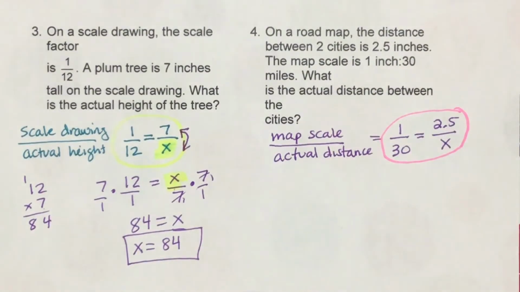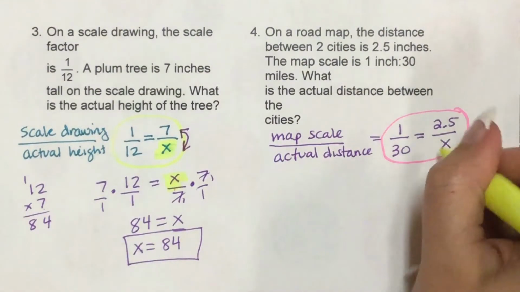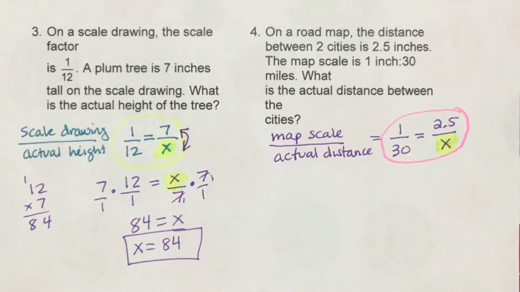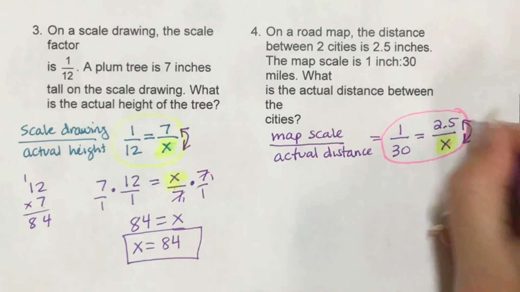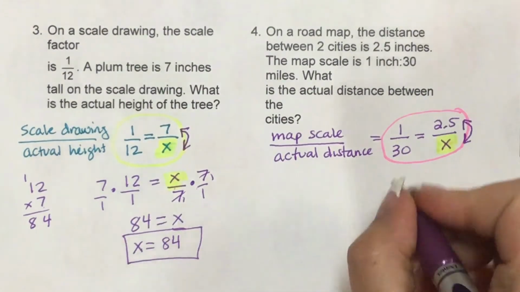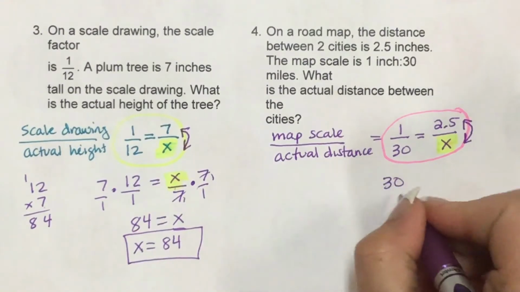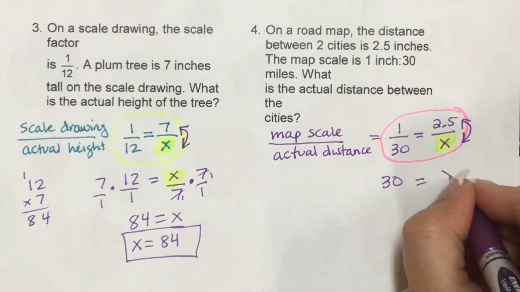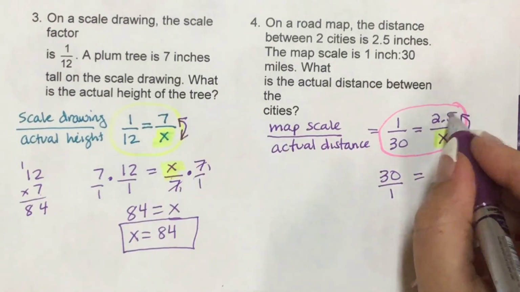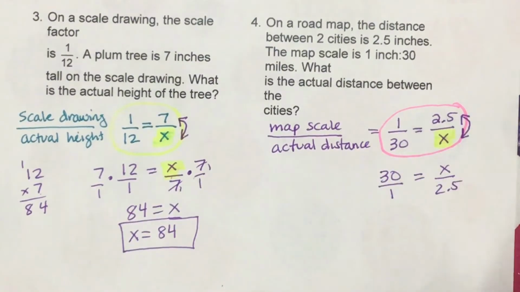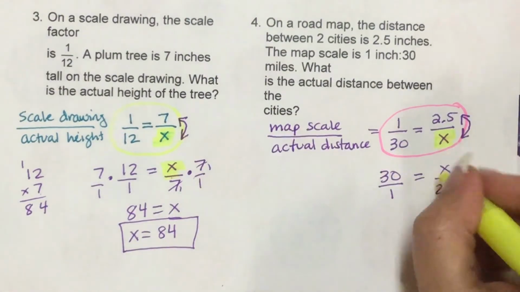Now, on our proportion, we don't know what x is. We need to figure it out. The only problem is that x is on the bottom, and when x is on the bottom, we can never figure out what x is. So we're going to have to invert this proportion. Everything that's on the bottom is going to go to the top. So we're going to have 30 equals x, and then whatever's on the top is going to go to the bottom, 2.5.